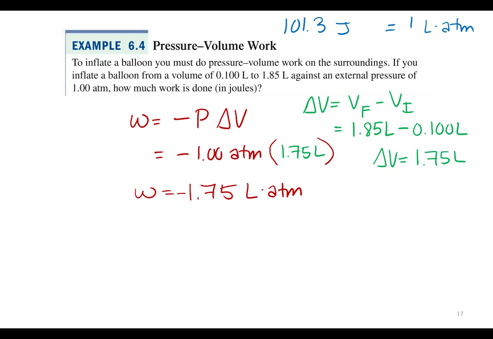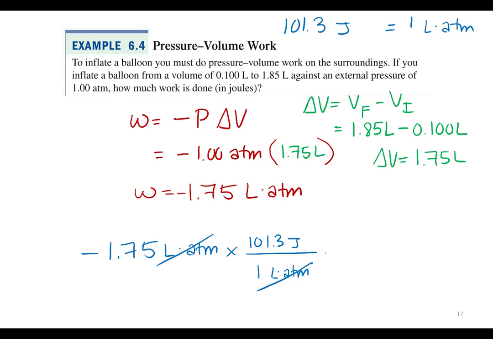Once you've got that, you look it up or it's on your equation sheet, it's pretty straightforward. Just use that as the conversion factor. 1.75 liter atmospheres times 101.3 joules per 1 liter atmosphere. So liter atmospheres cancel out, and I'm left with joules.